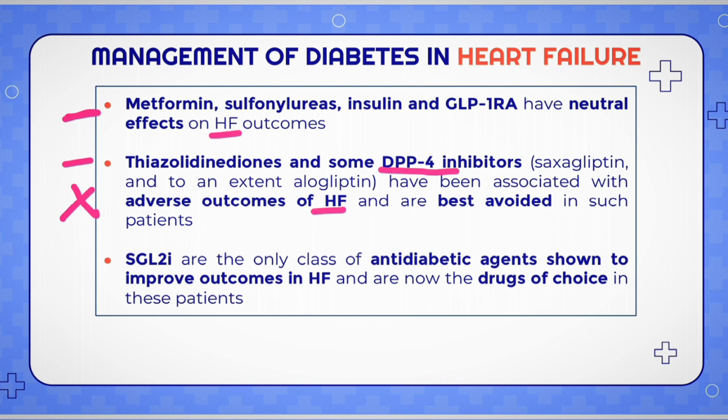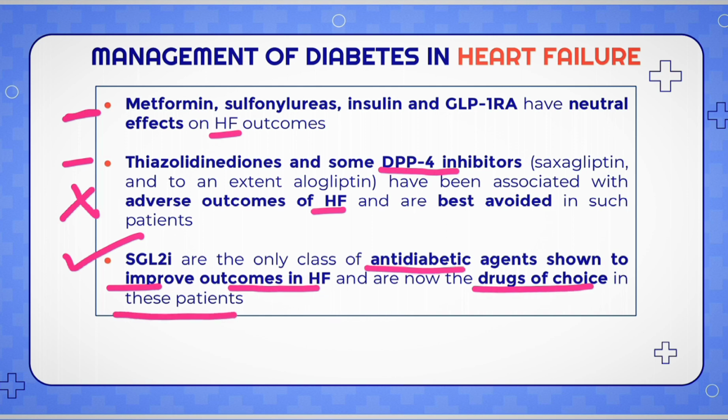The third class of drugs are SGLT2 inhibitors, and these drugs can improve the outcome in any patient with heart failure. So, SGLT2 inhibitors are the anti-diabetic drugs of choice in any patient with heart failure.